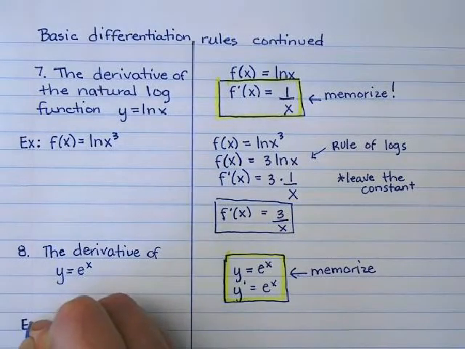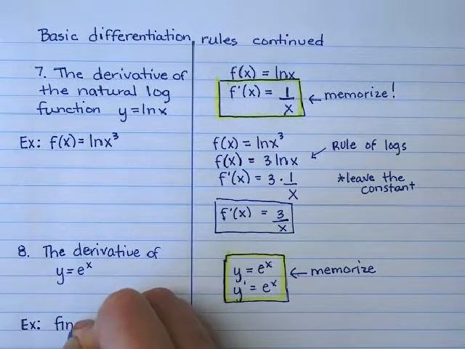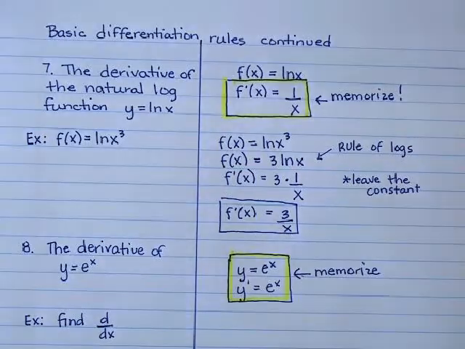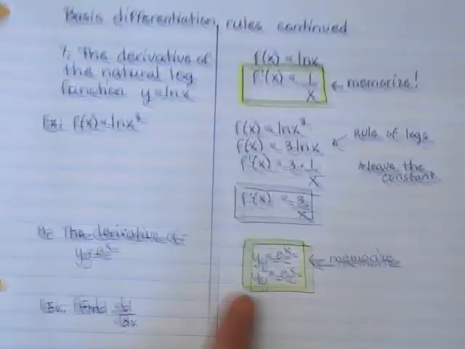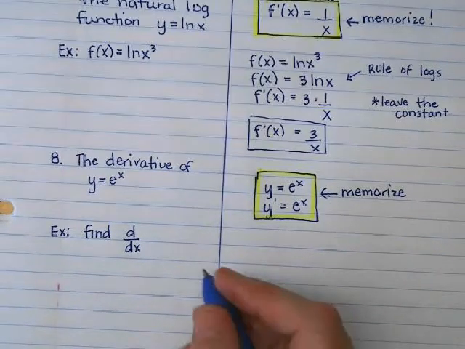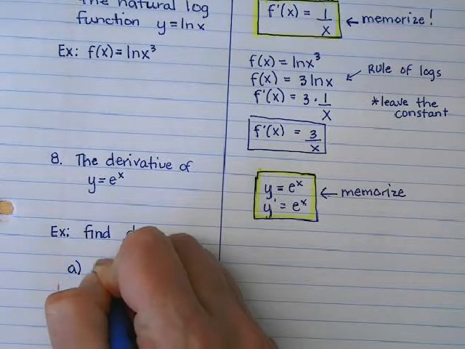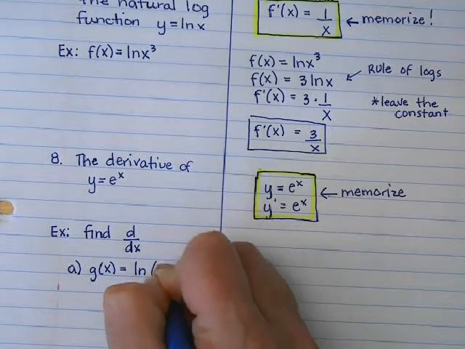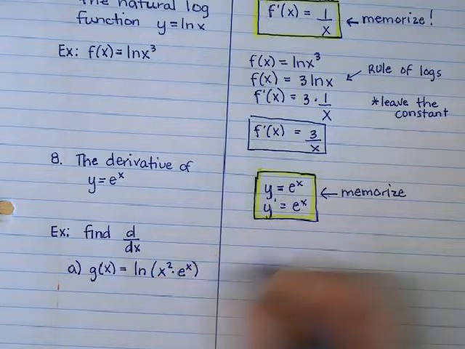Okay, so let's say that the derivatives say find d dx. And remember, that's just another way of saying find the derivative. Okay, so y prime, f prime of x, d dx, same thing. Okay, so let's say we have that g of x equals the natural log of x squared times e to the x.